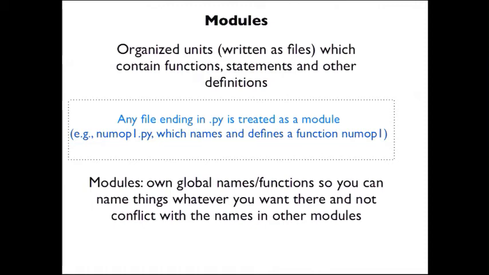So numop1.py is a module, and inside of that module, which is basically just a file for now, I define a function called numop1. This is important in the context of naming. Remember, I said it's really bad practice to create a function called print, right? Because we know that's used all over the place, or pow, right?